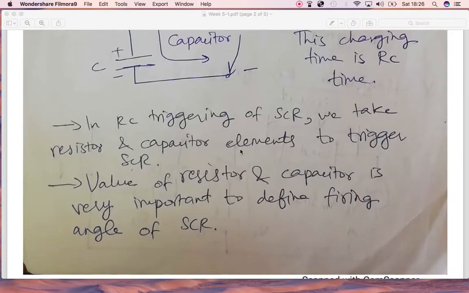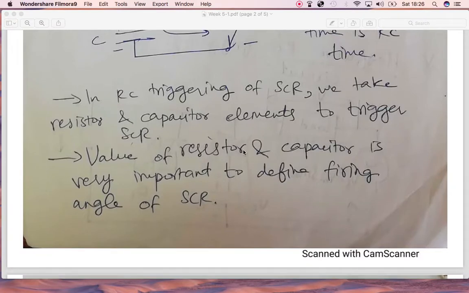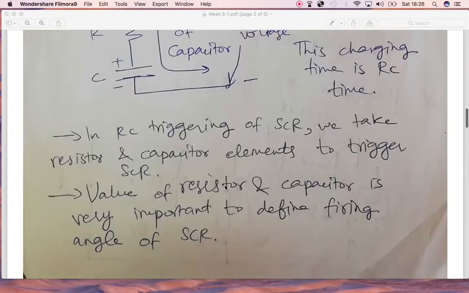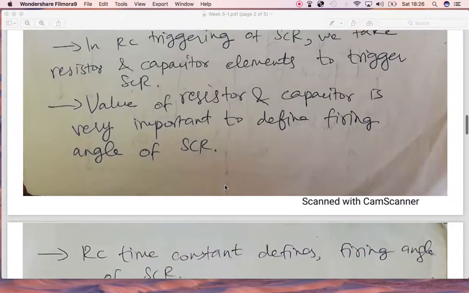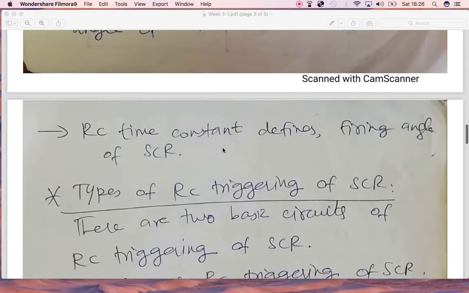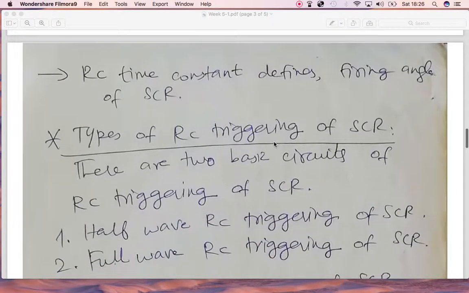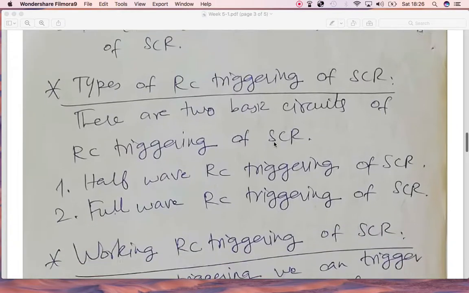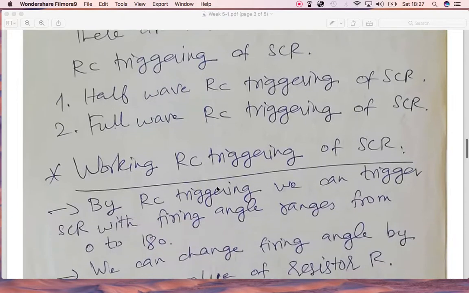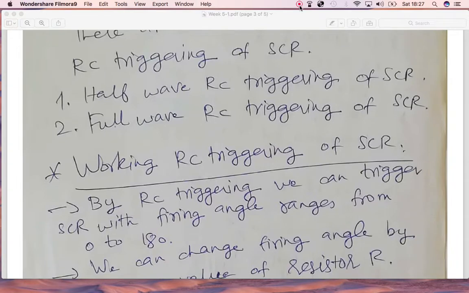We have two values, the resistance and the capacitance, which control the triggering of our SCR and will definitely define our firing angle, which is the angle when the SCR will be turned on. The RC time constant also defines the firing angle, because the capacitor is consistently charging and discharging here. So we have two types of RC triggering circuits. The first one is the half wave RC triggering circuit. The second one is the full wave RC triggering circuit.